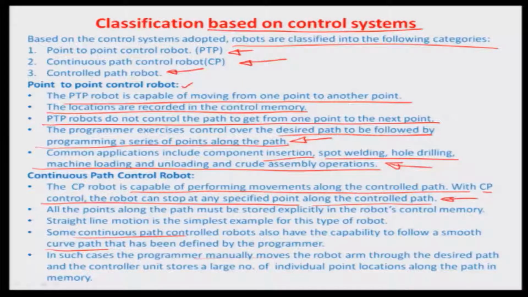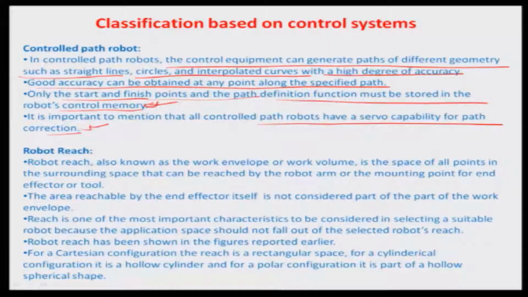The programmer manually moves the robot arm, whether it is a curve or a straight line or any other particular motion, and the controller unit is supposed to store the large number of individual point locations along the path in the memory. That is how the robot learns. There are other higher level robots which work on controlled path mechanisms, and the only difference in the controlled path is that the control equipment can generate paths of definite geometry such as straight lines, circles, and interpolated curves.